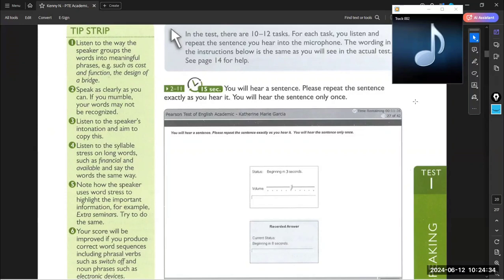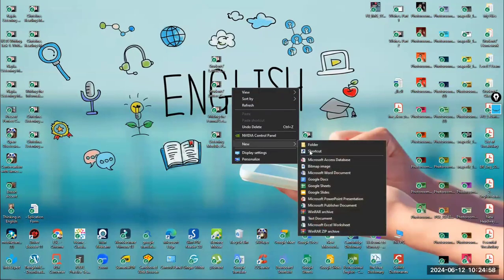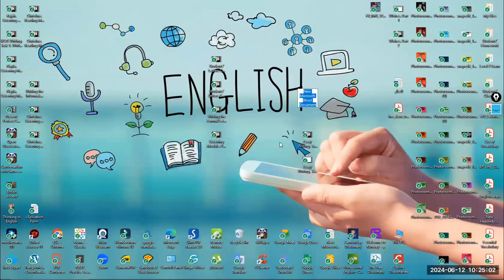Okay, factor, the designer. Factor is the designer of have a bridge. Of have a bridge. Okay, so let me try to write what you have just said, and let's try to explain very important information.